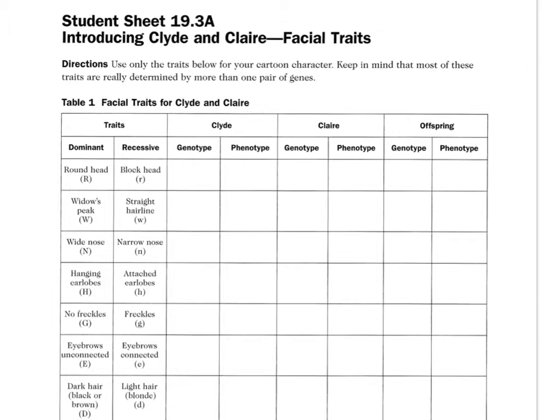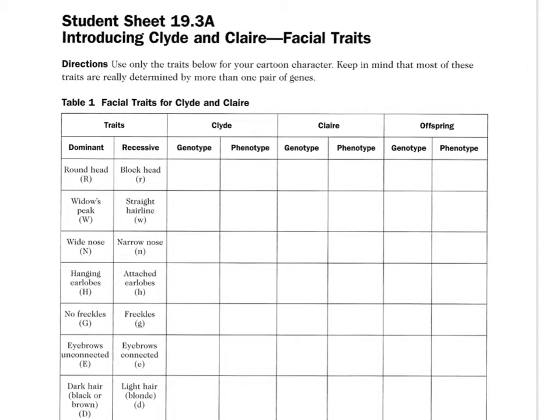Okay, let's take a closer look at Clyde and Claire. We'll work through it together here on paper, and that way you've got a better idea of what you need to do. Or if you've done it already, you can check to make sure that things went well. So the first thing we need to know is that we're going to have a Clyde, who's the father, and Claire, who is the mother, and eventually produce an offspring.